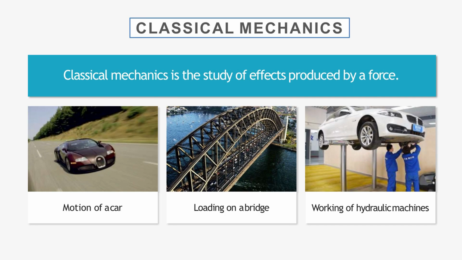Next one comes here, classical mechanics. What do you mean by classical mechanics? It is the branch of physics which deals with the study of the effect produced by a force. By using force, if some study is to be done, then that is known as classical physics, like the motion of a car, or the loading on a bridge, or the working of hydraulic machines as shown on the screen.